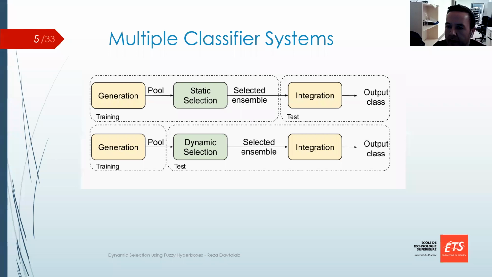But in the dynamic selection approach, we will select different classifiers for each new query sample. We try to select classifiers that are more competent to classify the query sample.